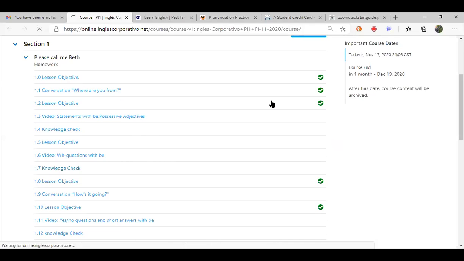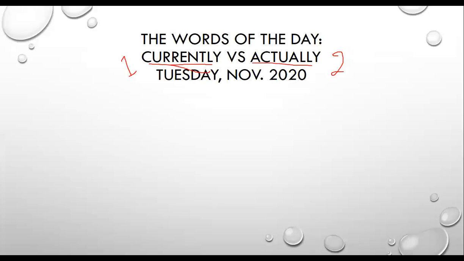So in the meantime, while this thing is loading, we're going to be discussing the following, just to kill two birds with one stone. This is what we're going to be discussing today. Ya vamos a contestarle un poquito, Arturo. I'm going to answer you in just a second. But in the meantime, Tuesday, November 2020. You know, that's not a good number. So we're going to study tonight the difference between currently and actually. All right. So currently and actually.